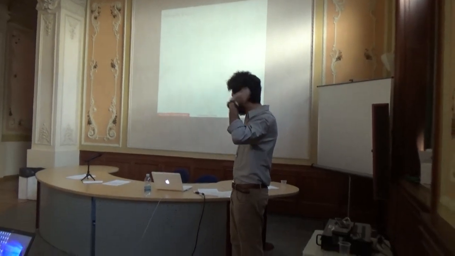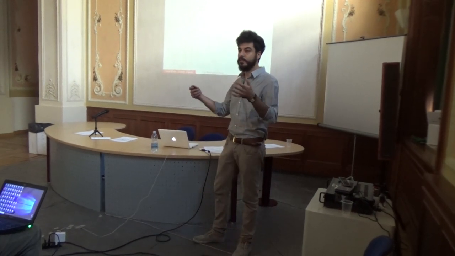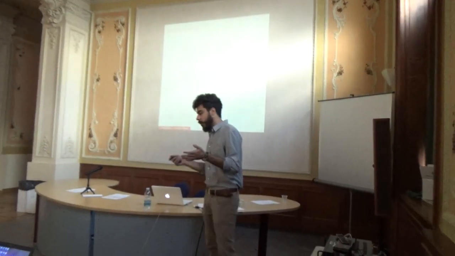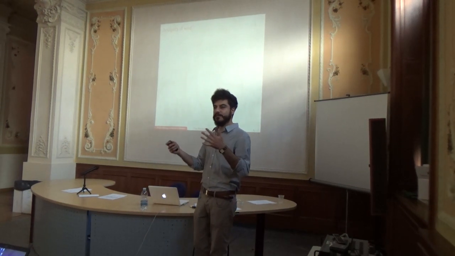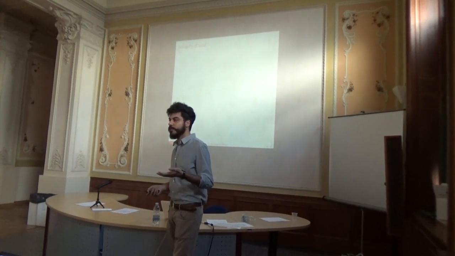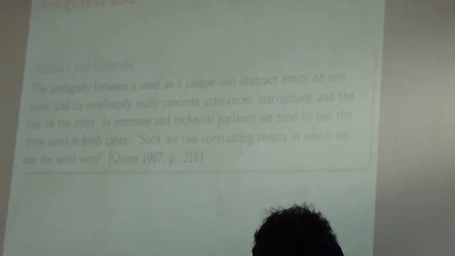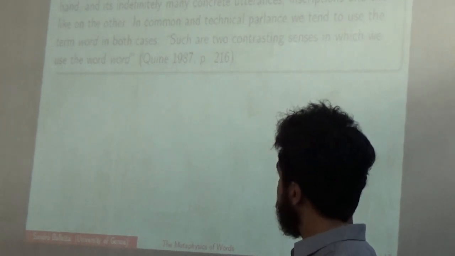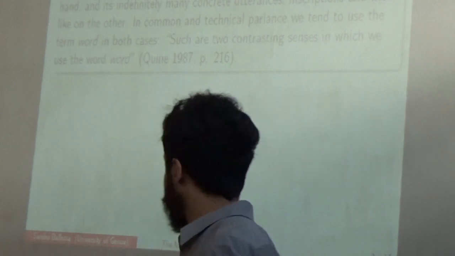Okay, so we all know the term words is ambiguous. Scholars and laymen use it for referring to different linguistic items, and often morphology provides us with fine-grained notions for a clear disambiguation, okay? But I want to press the attention on one fundamental ambiguity of the term word, which is the ambiguity between a word as a unique and abstract entity on one hand, and its indefinitely many concrete utterances, inscriptions, and the like on the other. In common and technical parlance, we tend to use the term word in both cases, and such are two contrasting senses in which we use the word word, as Fine said.